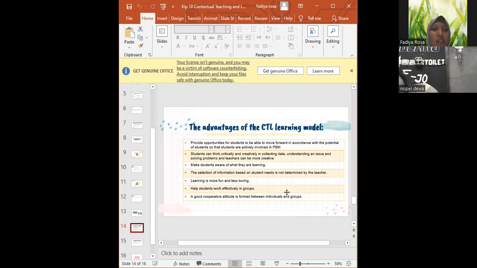So the next is that learning is more fun and less boring, and helps students work effectively in groups, and also builds a good cooperative attitude between individuals and groups. So in the CTL learning model, the student is not only studying by themselves, but also studying with a group.